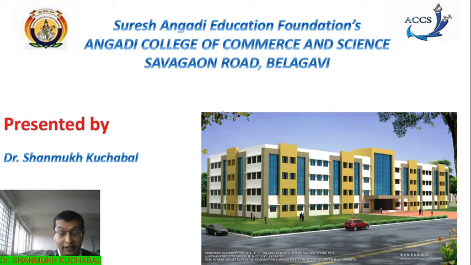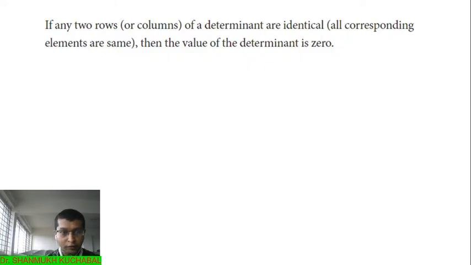So you have studied different types of matrices, and you are familiar with that, and also you have studied properties of a determinant. So in this session we will go through the properties which we are going to use, and then we will discuss examples based on them. Okay, so first property: if any two rows of a determinant are identical, then the value of the determinant is 0.